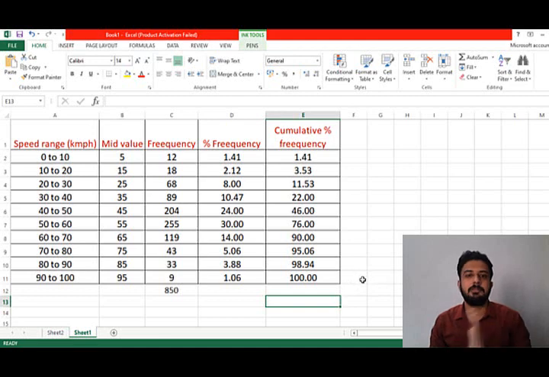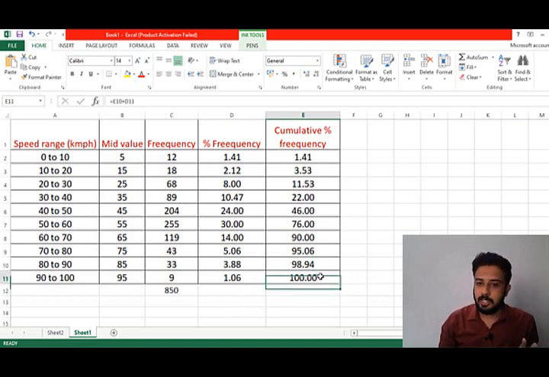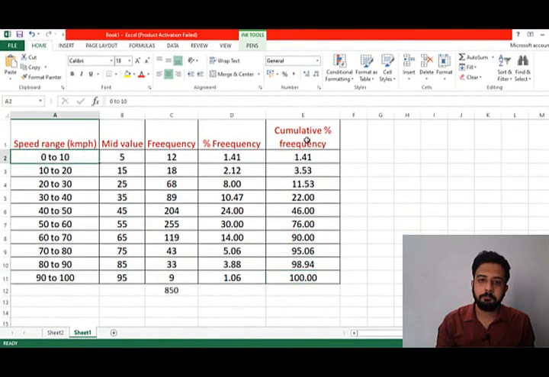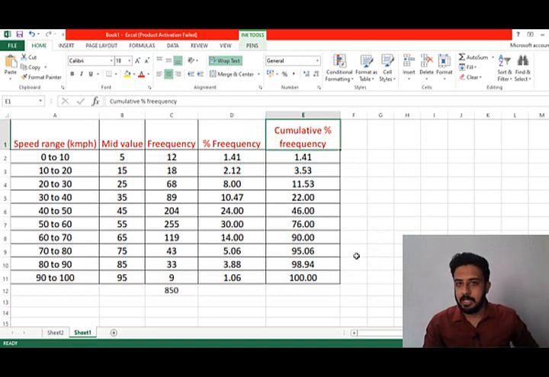But try to take some 3-4 decimals if it is asked in college exams, so that your calculations will be more correct. So that's a check. Finally, if you are getting 100, your calculation might not have any mistake. If you are not getting 100, somewhere you made a mistake. Now we have the speed ranges in the first column, then the cumulative percentage frequency in the final column.